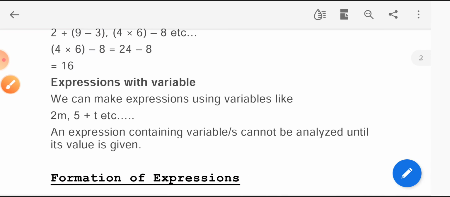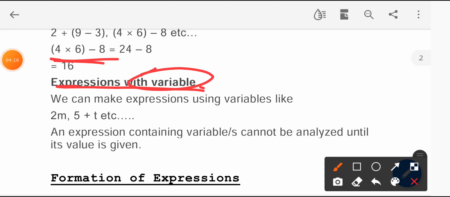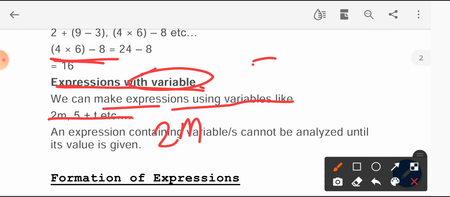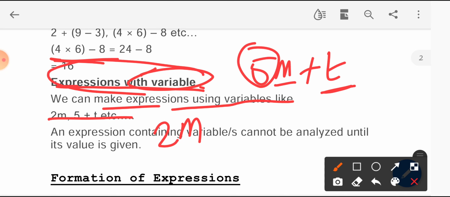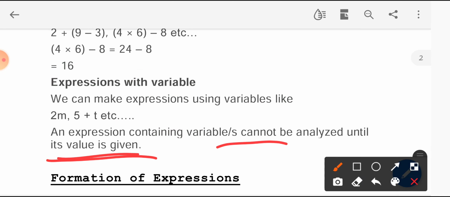Now expressions with variable. Expressions with variable means here in place of constant, we will use variables or letters. So we can make expression using variable like 2m, 5 plus t. Here you can see 2m and 5 plus t. Here m and t both are variable and 5 is a constant. So this type of expressions are known as expressions with variable. So expression containing variables cannot be evaluated until its value is given. Here using this variable we can find the value of unknown quantities.